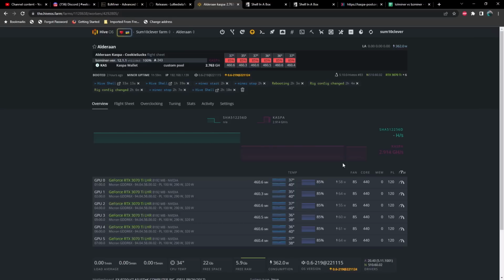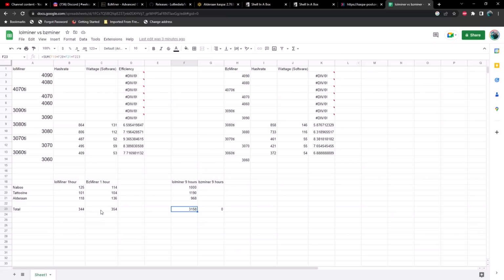But looking at the 1 hour test, like I said, it's not going to be easy to declare a winner based off of this. Now, if you consider that lolMiner is showing a lot more reported hash rate, after a 1 hour test, you would expect the shares to be much higher. But in fact, BzMiner did come in just slightly ahead. So let's give it a little bit more time, and I'll be back here in just a moment.